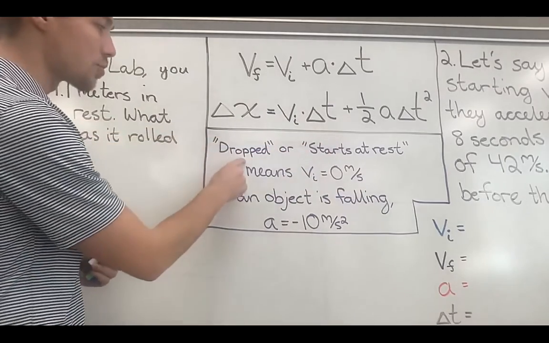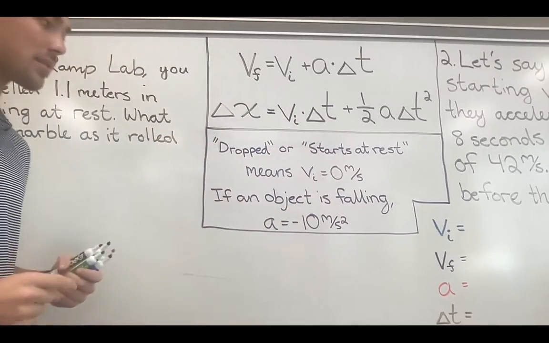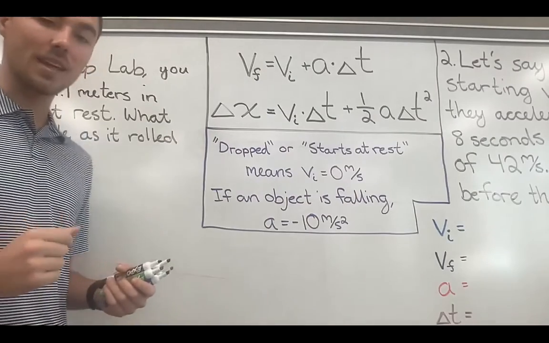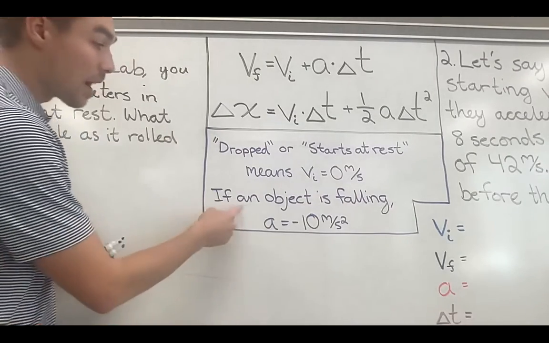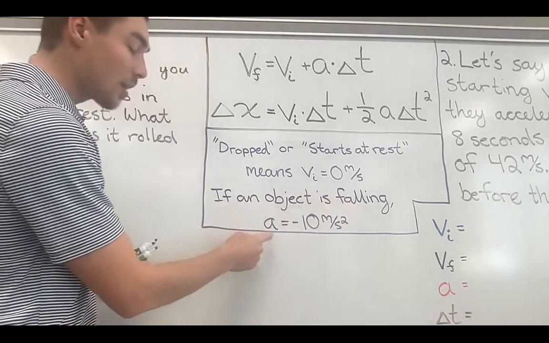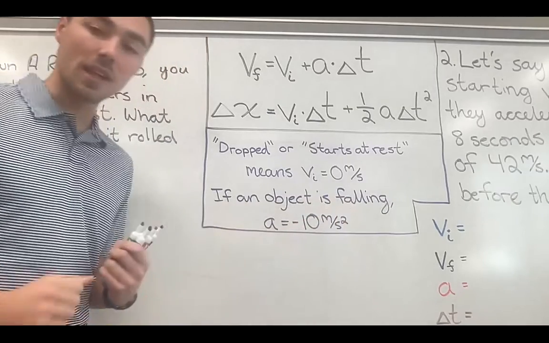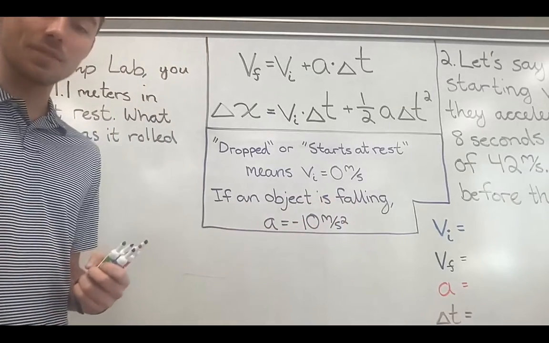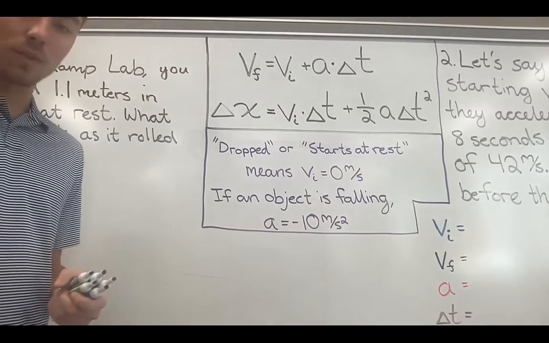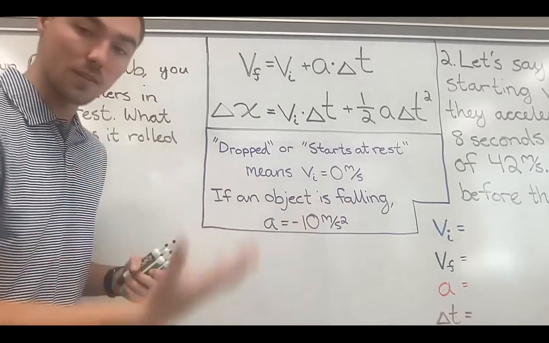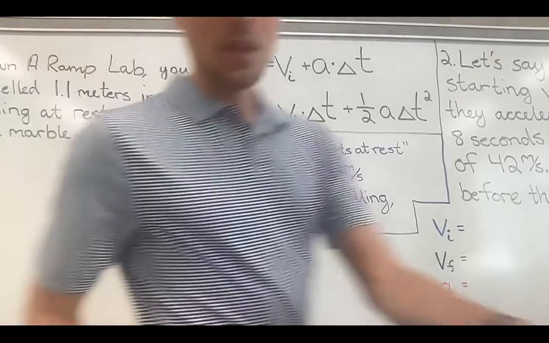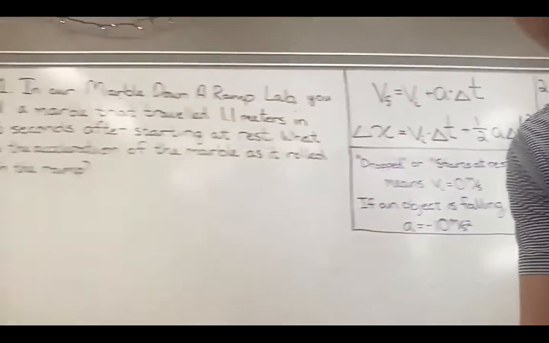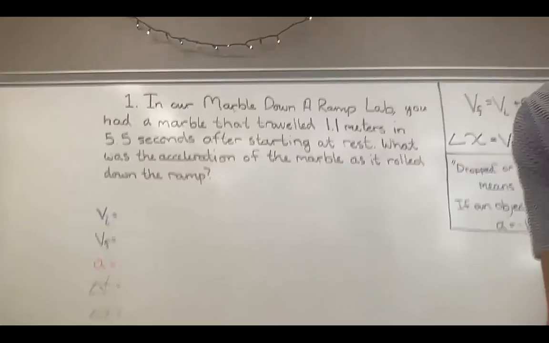So anytime we say dropped or starts at rest, it means that the initial velocity is 0. And just like we found out in our falling objects lab, if an object is falling, the acceleration is going to equal that acceleration due to gravity, which is -10 meters per second squared. So anytime we have an object that is just in free fall, that acceleration is going to equal -10.